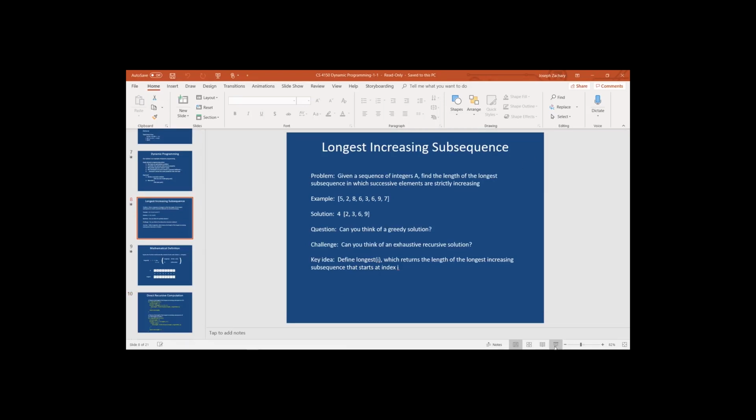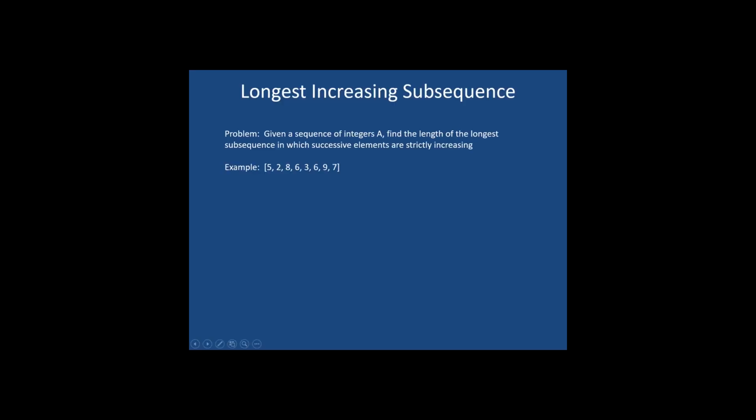This is where we left off last time. And so I'll just back up and repeat myself a little bit. This is longest increasing subsequence. So the idea is you're given a sequence of integers, and you're supposed to find the length of the longest subsequence in which successive elements are strictly increasing. And by subsequence, I don't mean substring. Another way to think about it is you can throw away some elements, and what you want left is a strictly increasing sequence.